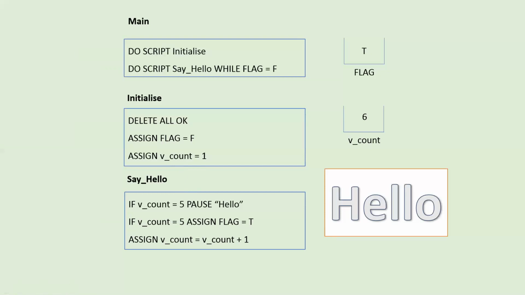So the main script is quite standard for most loops. It's really 2 instructions. Do script initialize, do script instructions while vFlag equals false. The initialize script always will have assigned vFlag equals to false. And then it may or may not have assigned vCount equals to 1. It may or may not have other instructions. You've just got to see as you go along with your loop, with your exercise, what you need and don't need in initialize.